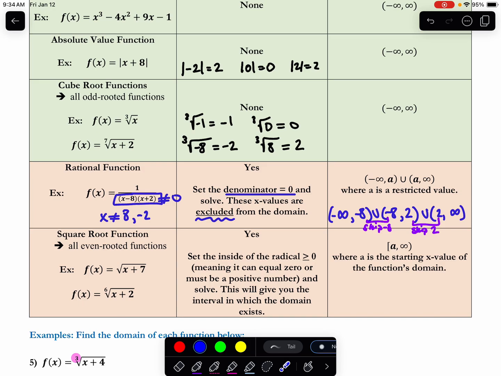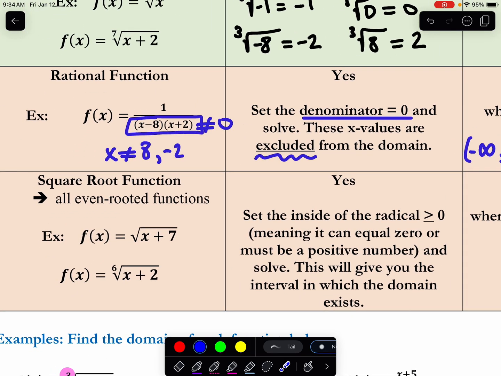Square roots also have restrictions because we can't take the square root of a negative. So whatever expression is underneath the radical, in this case, has to be 0 or greater than 0, right? So it has to be set greater than or equal to 0. So in this case, x has to be greater than or equal to negative 7. Same thing for any even index. This has to be set greater than or equal to 0. So x has to be greater than or equal to negative 2.